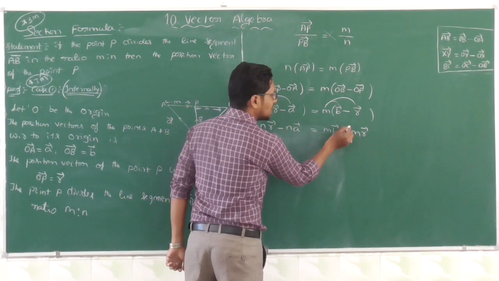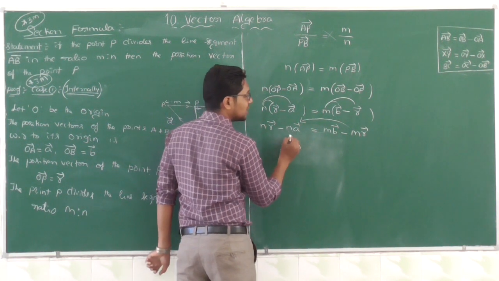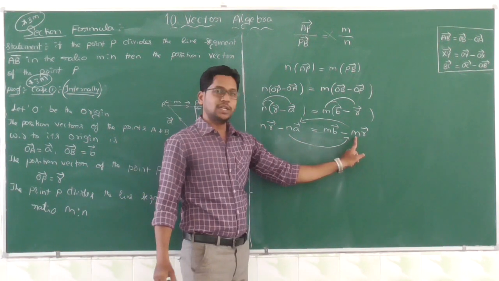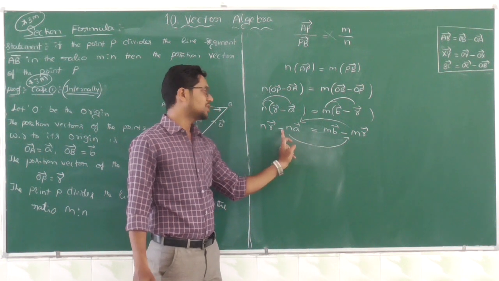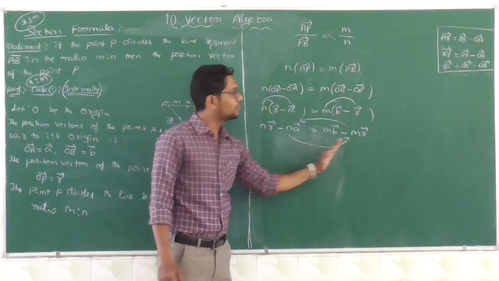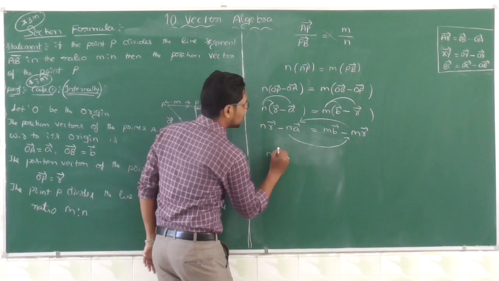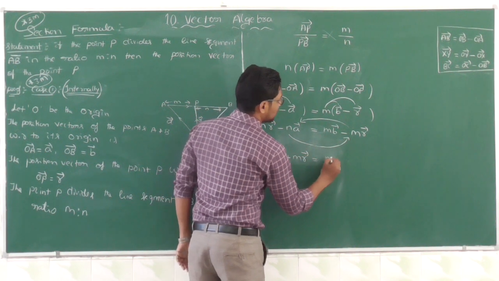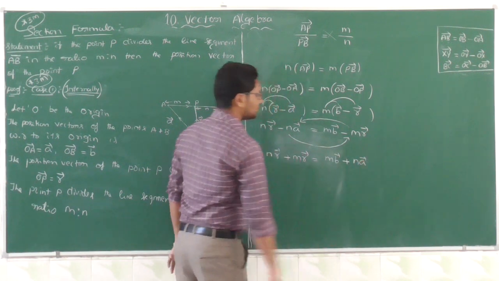Take this minus m R vector to the left side. Send this minus n A vector to the right side. Then what will we get? n R vector plus m R vector equals m B vector plus n A vector.